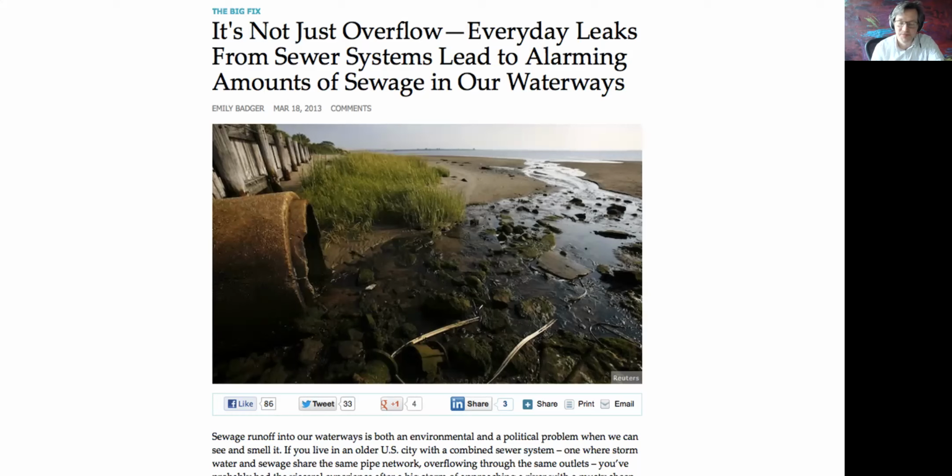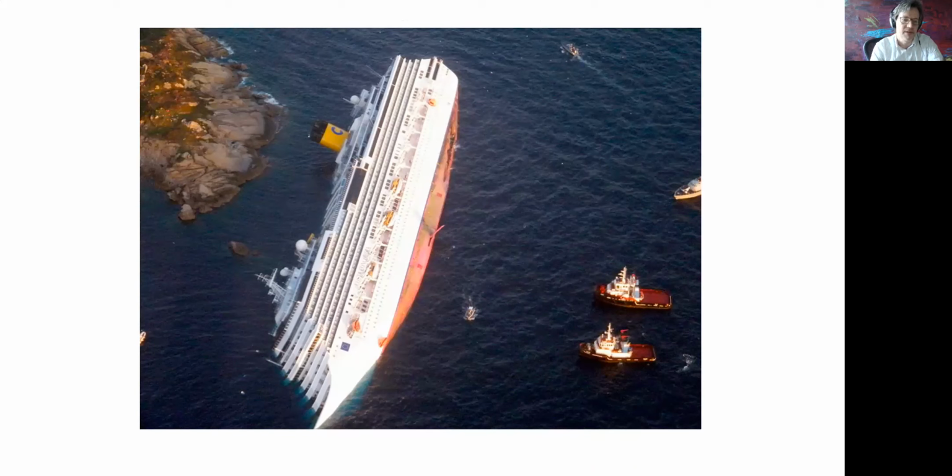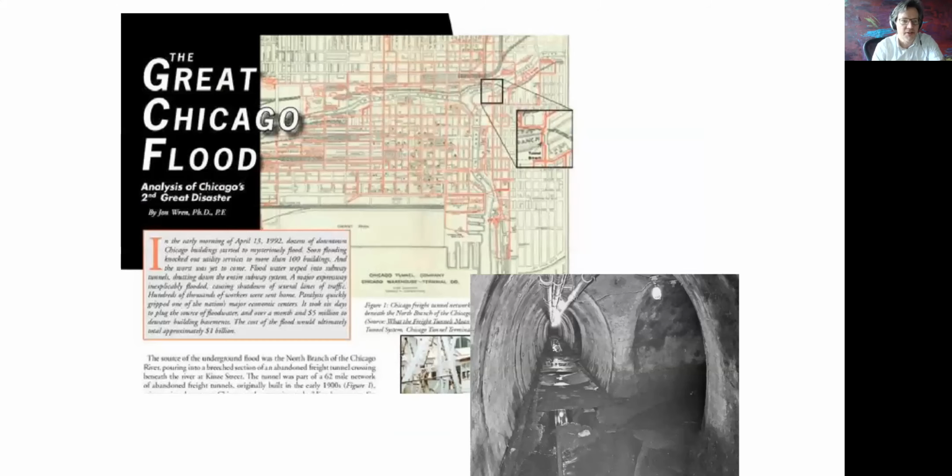So this is a tough environment for radio, and potentially an environment where, again, some robots that could search and coordinate and communicate using molecular communication could work quite well. Underground is another concept. So this is sort of related to the sewer idea. I chose this particular example, the Great Chicago Flood. This is something that happened in 1992.